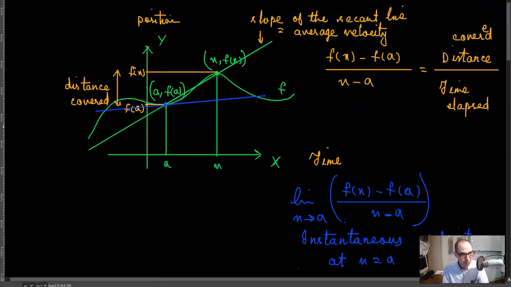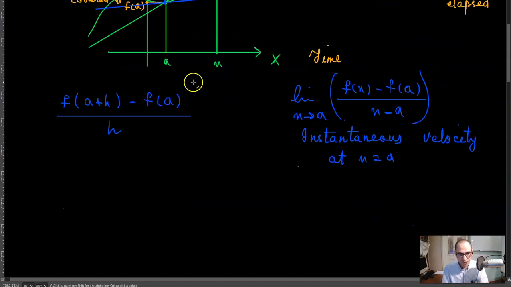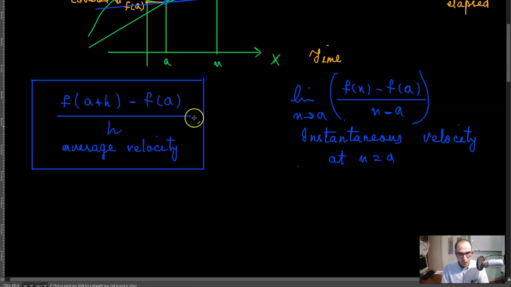Now, this expression, instead of f of x minus f of a over x minus a, could be written as f of a plus h minus f of a over h. We saw that we could write it this way, right? And again, this would represent average velocity. So how do I calculate instantaneous velocity based on this?